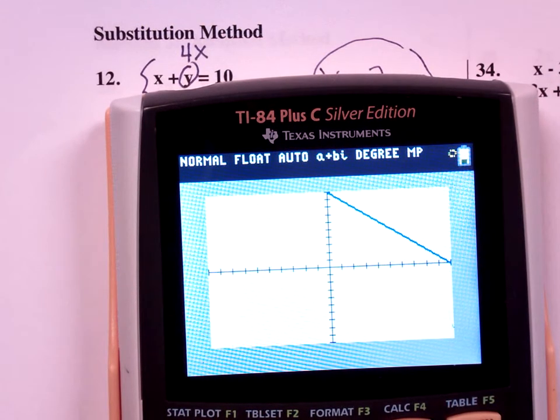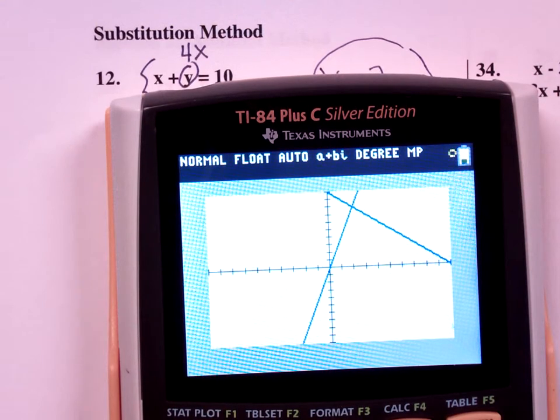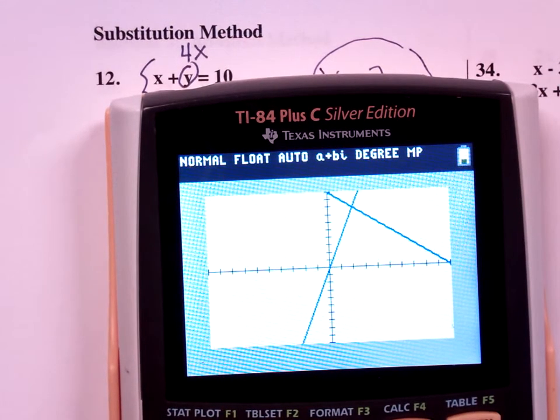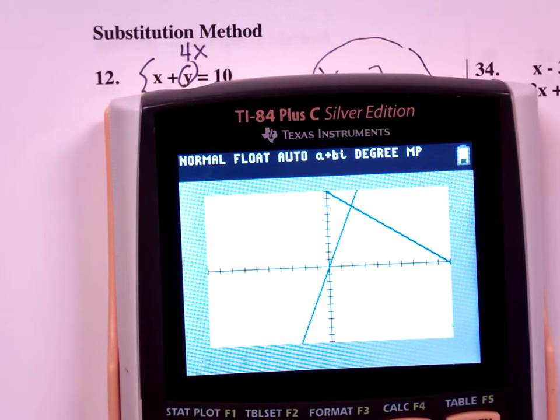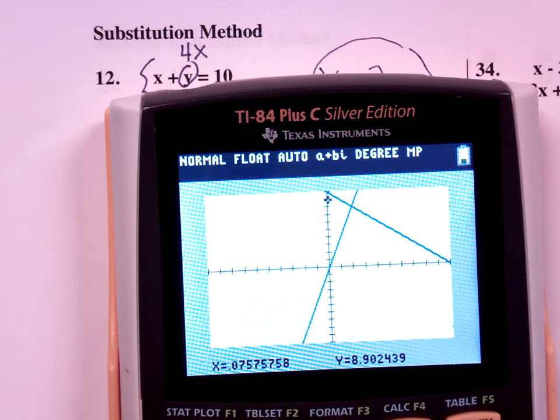There's the first graph. There's the second graph. And it should be in Mr. Rogers' neighborhood of (2, 8). And I can't necessarily tell. So I'm going to use what I call my free cursor. That's my left, right, up, down buttons. And I'm going to kind of make my way to the point of intersection.